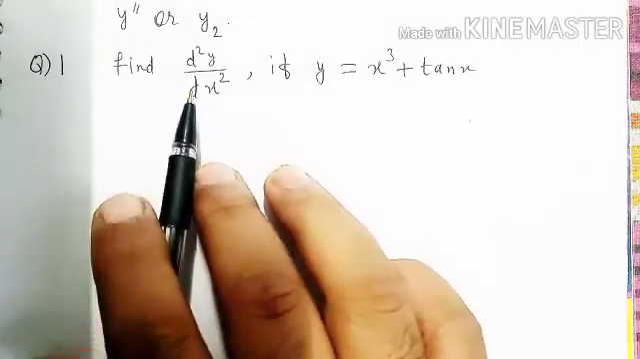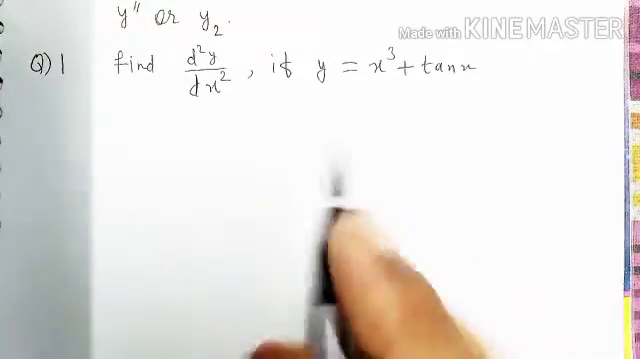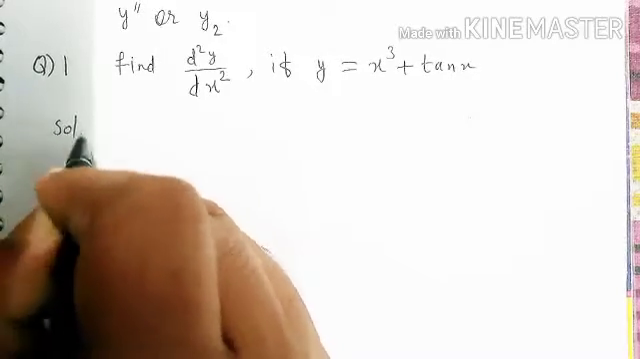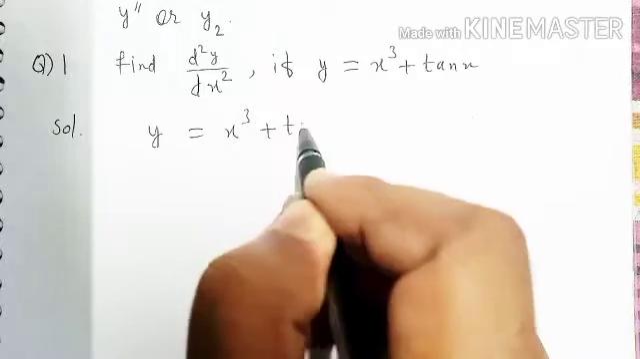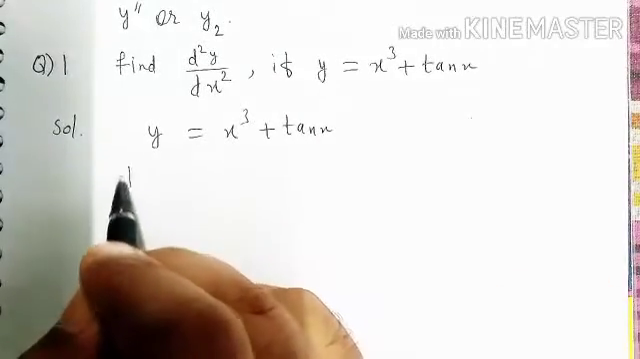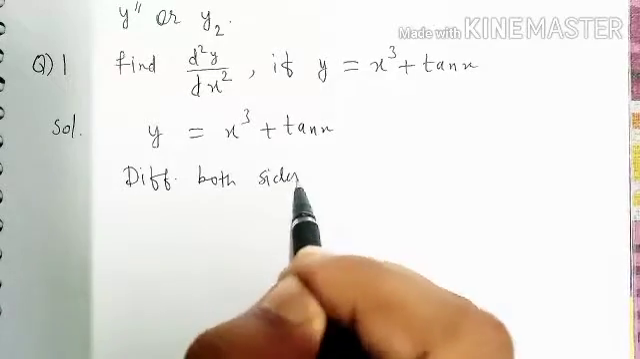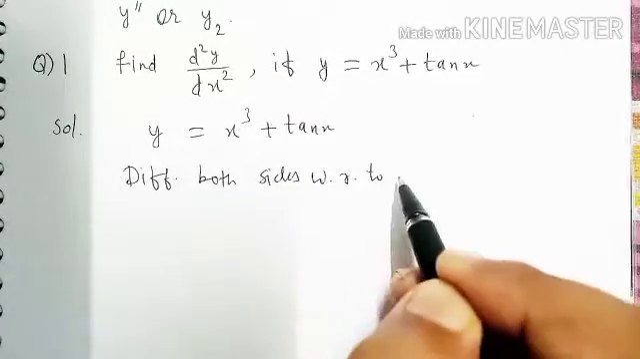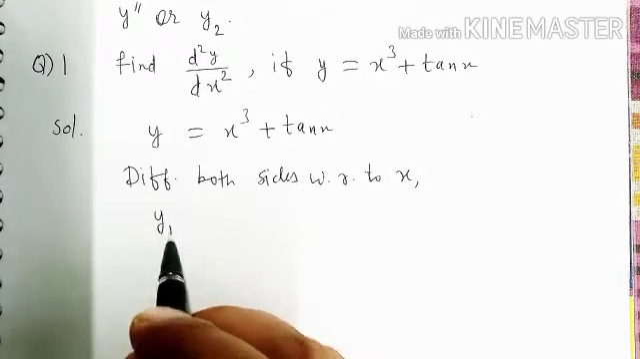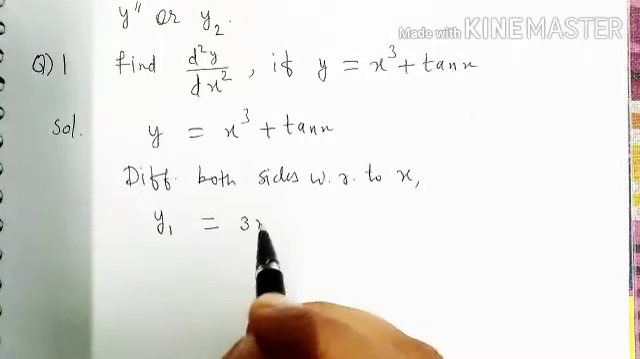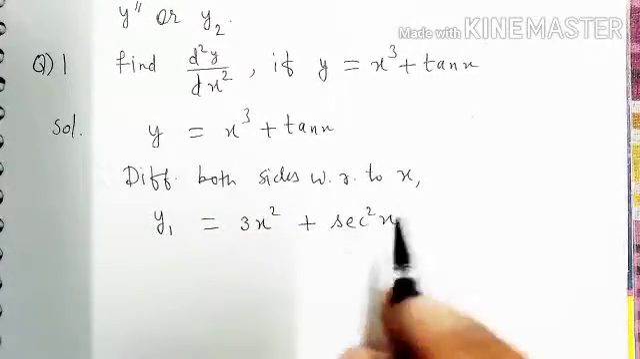Let us do a question. Find d2y by dx square if y is equal to x cube plus 10x. Solution: y is equal to x cube plus 10x. Differentiating both sides with respect to x, we have y1, this is dy by dx, is equal to 3x square, and the derivative of tan 10x is sec square 10x.